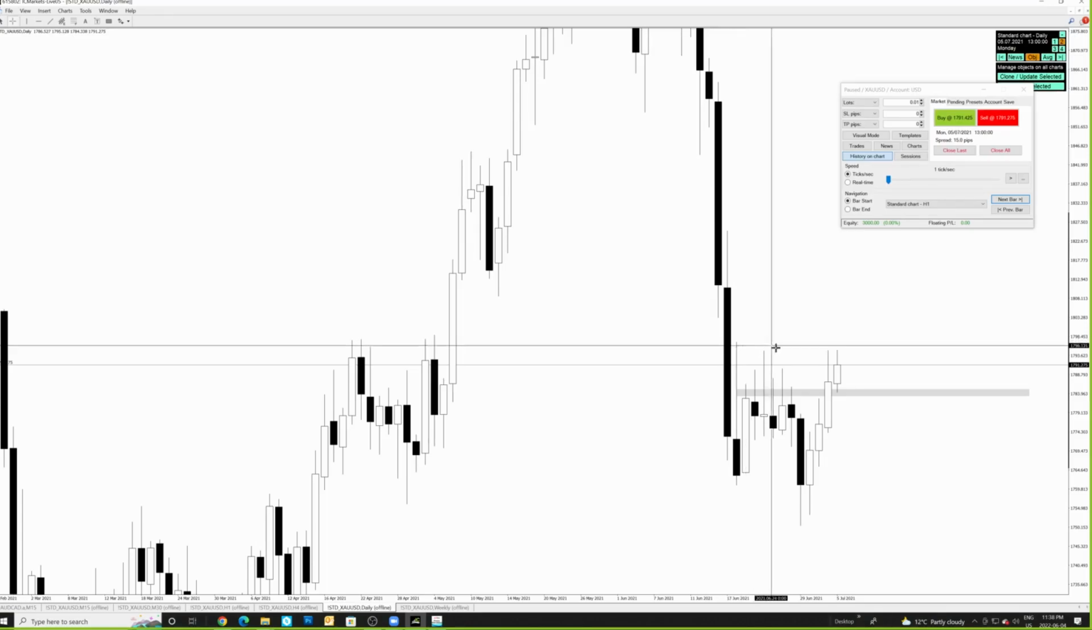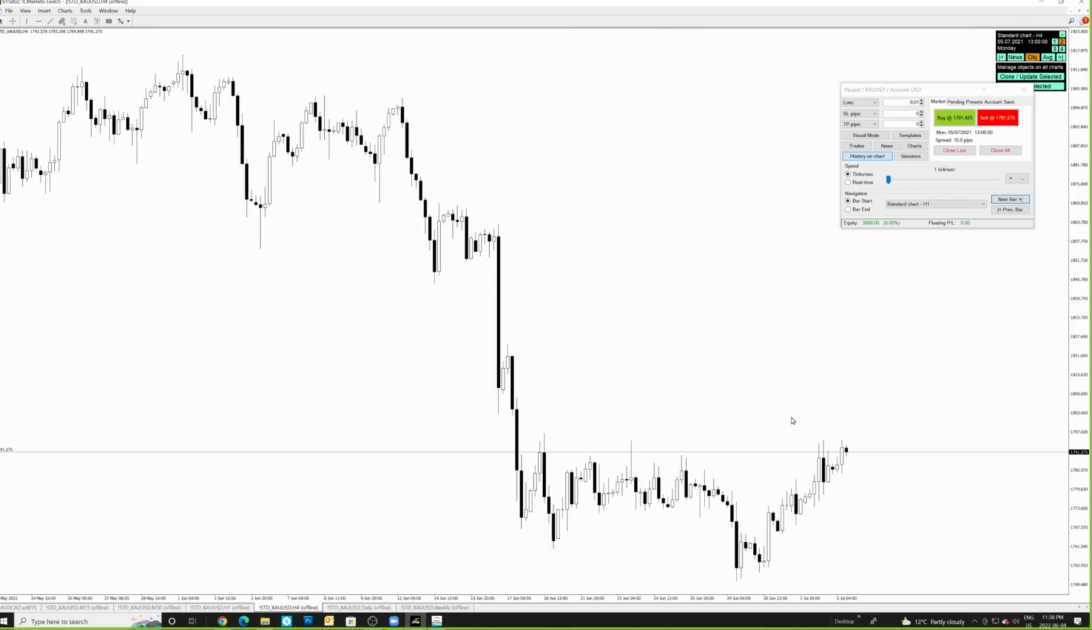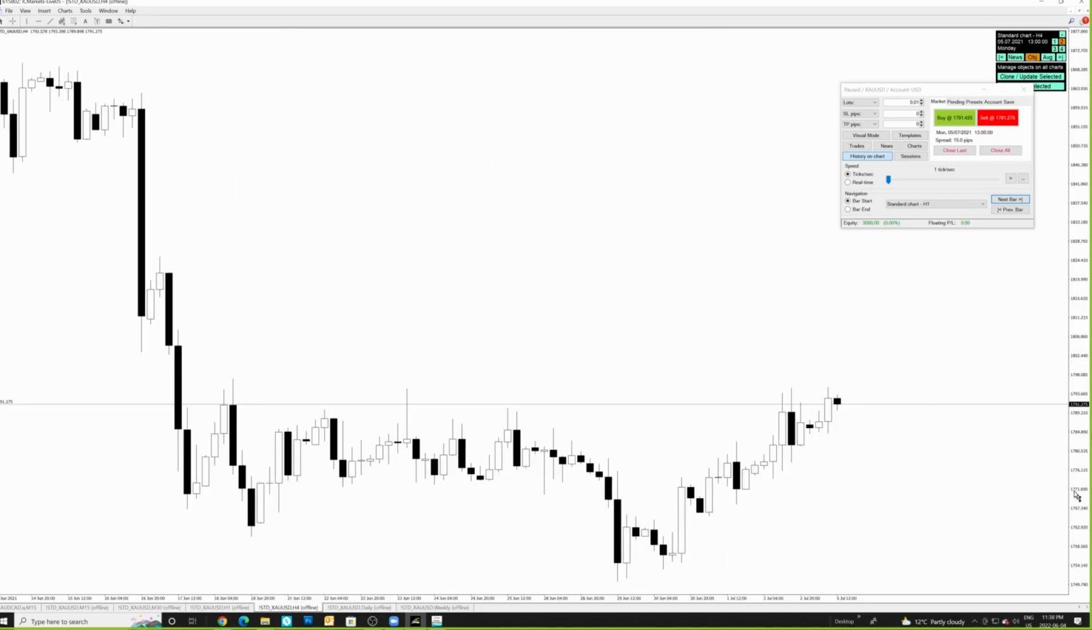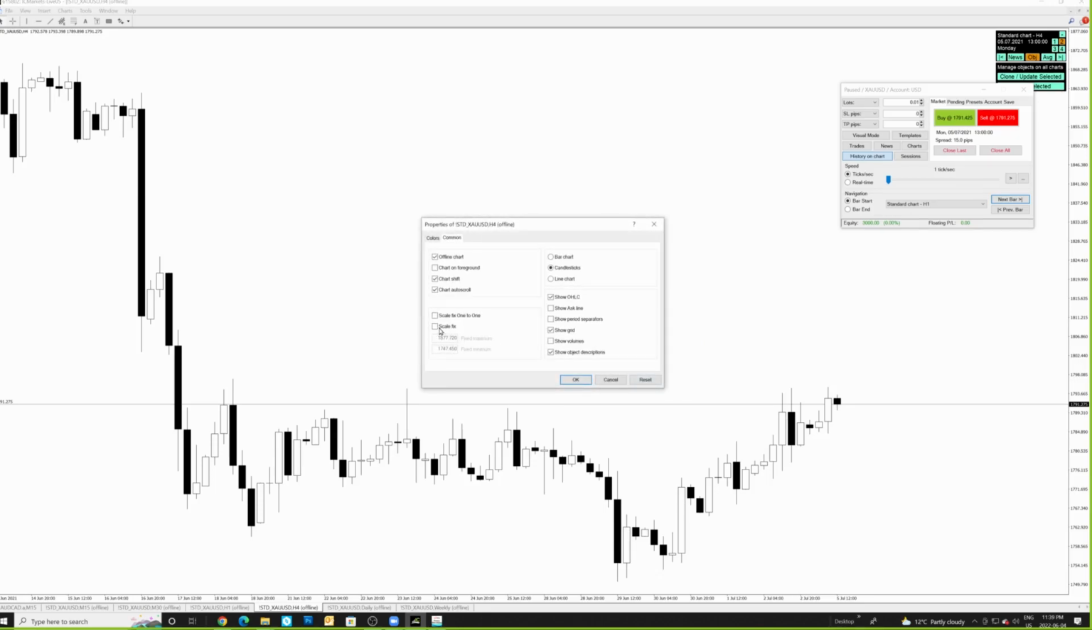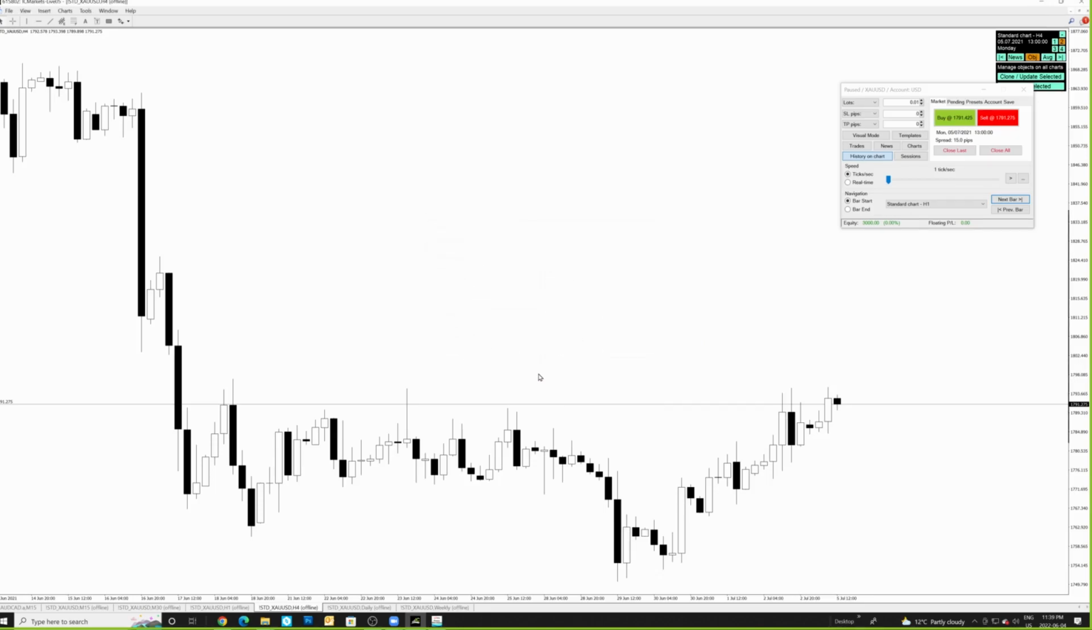So now we're going to move on to the 1 hour or the 4 hour time frame to see what sort of situation we have right here. Let's do the same scale fix right here.